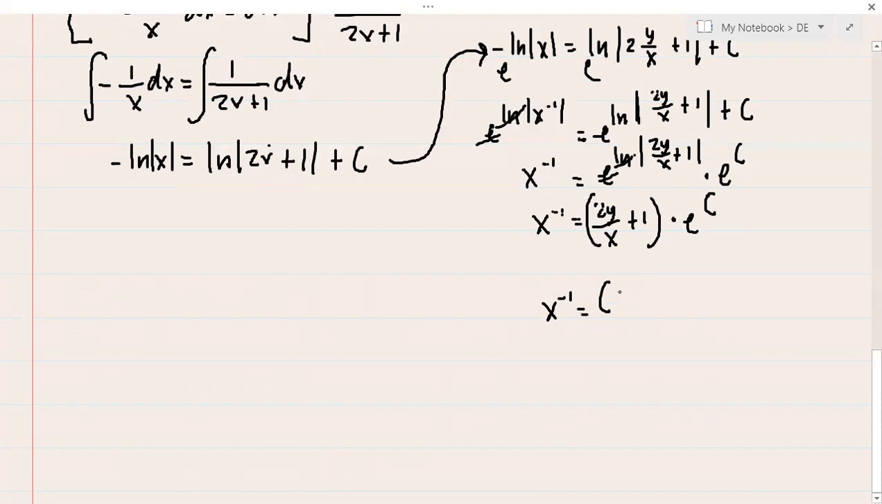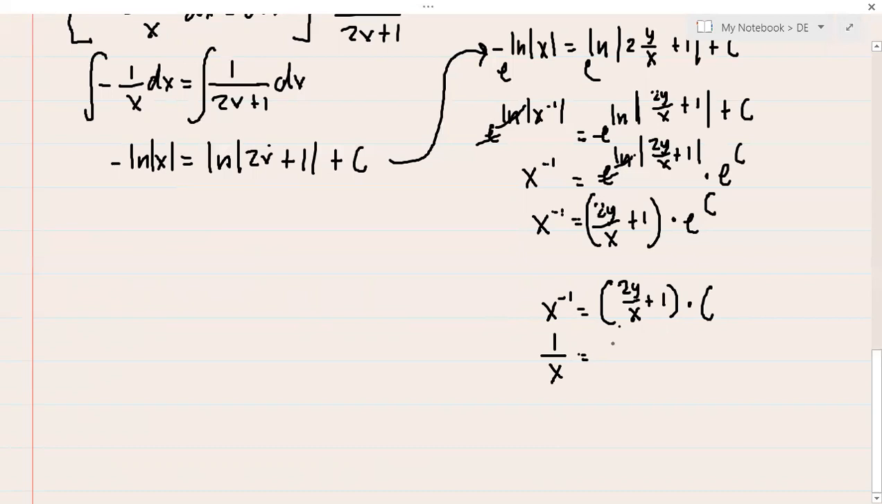And remember, itong si e raised to c, we can simply rewrite this as c, di ba? So in here, let me copy the other terms here. 2y all over x plus 1, magiging times c na lang siya. Already that was your final answer if you like to. But for me, I can still simplify this. Itong si x raised to negative 1, I can simply rewrite this as 1 all over x. Itong naka-parenthesis na to, fraction and a constant term, I can make it into one whole fraction.